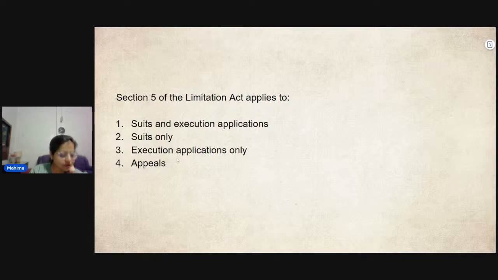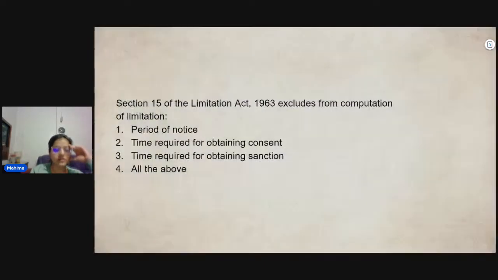It is option number 4. Yes, it is option number 4. It applies to appeals. If the question would have been "Section 5 of the Limitation Act does not apply to," then what should be the answer? Section 5 does not apply to... If I make it a negative question, then what should be the answer? Yes, then the answer should be suits and execution proceedings.